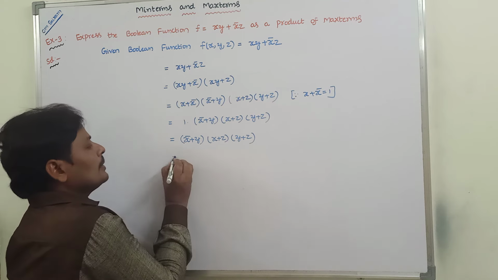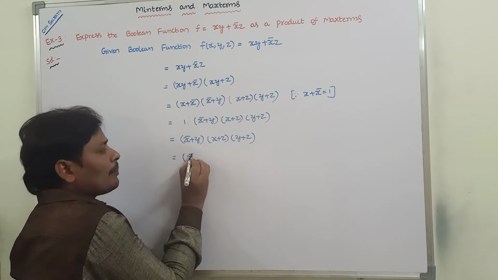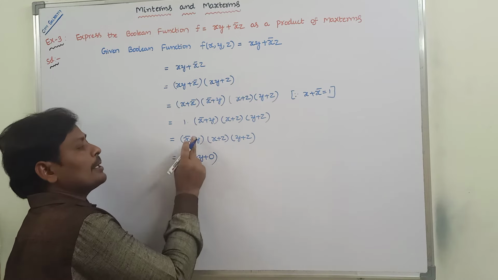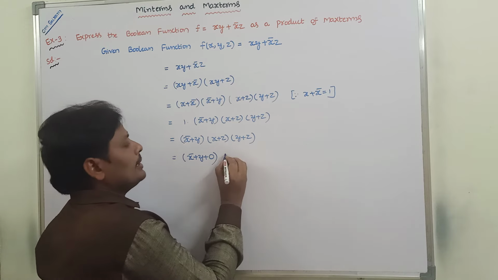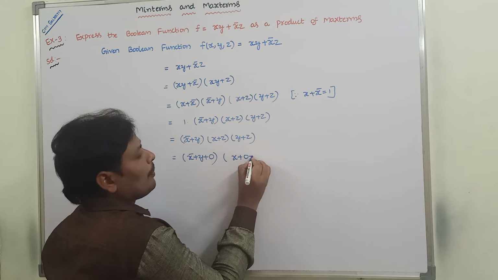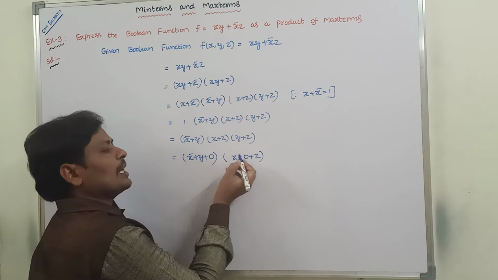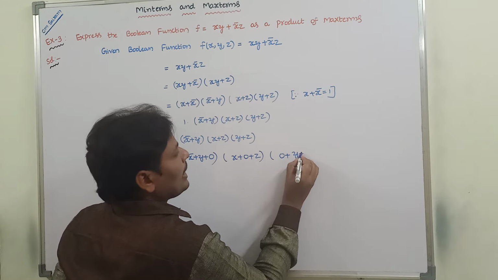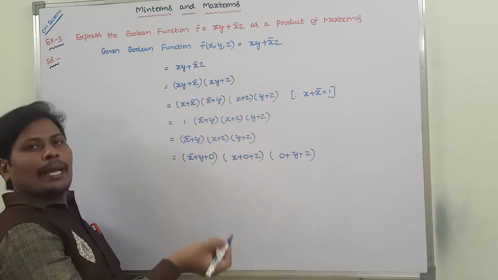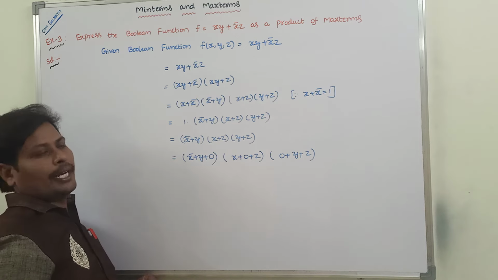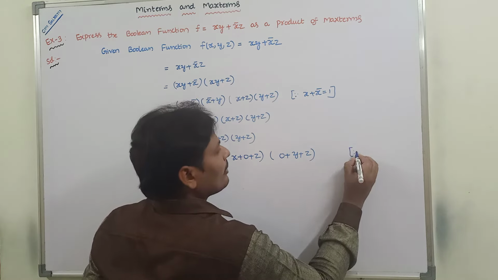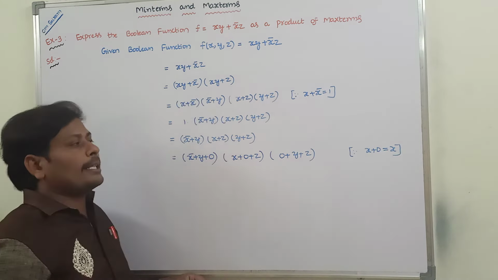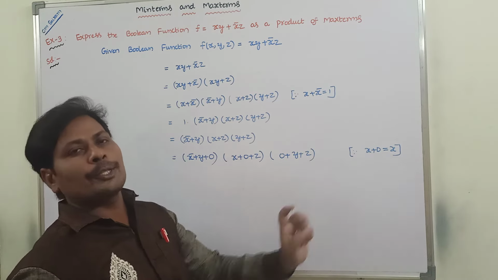So in the sum term x bar plus y, I have to write x bar plus y plus 0, which is nothing but x bar plus y. In the same way, x plus 0 plus z is nothing but x plus z. Next, 0 plus y plus z is nothing but y plus z. So x plus 0 is nothing but x. For the variable x, if we add 0, there is no change.